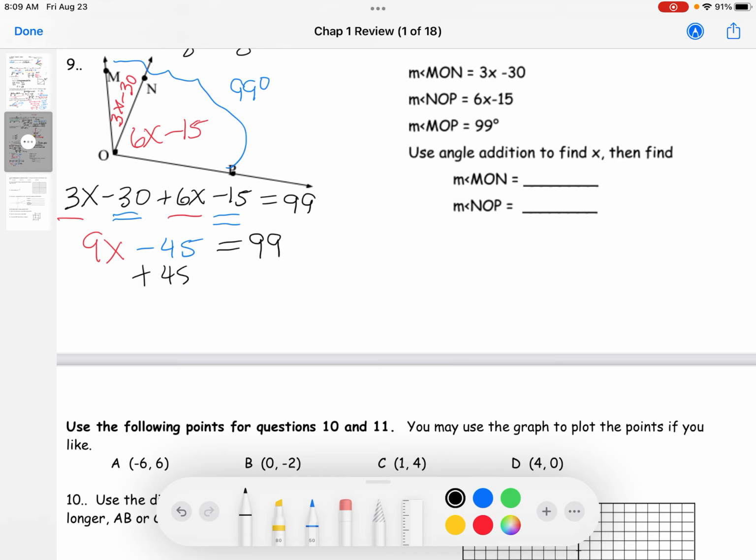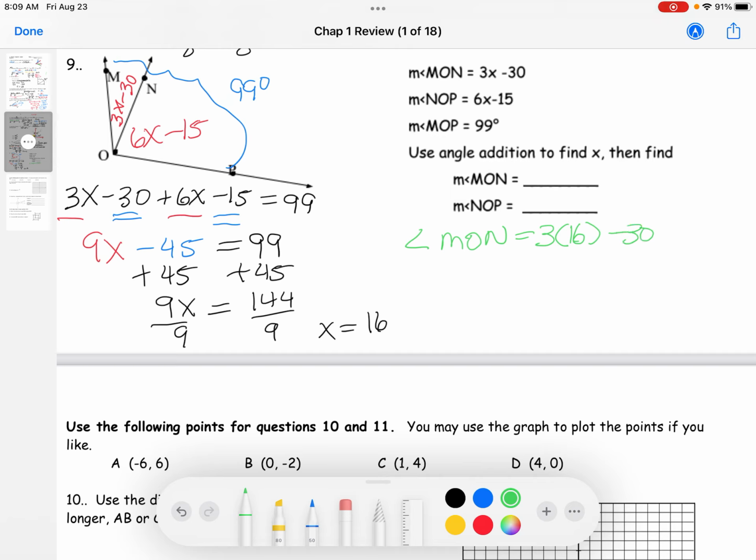So I'm going to go ahead and add 45 to both sides. So 9x equals 144. And if I divide both sides by 9, I get that x equals 16. So I need to go back and substitute the 16 into these equations. So the first equation is 3 times 16. I'm substituting it back into the original equations. So that first one is 18 degrees.